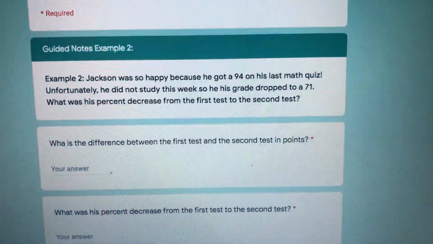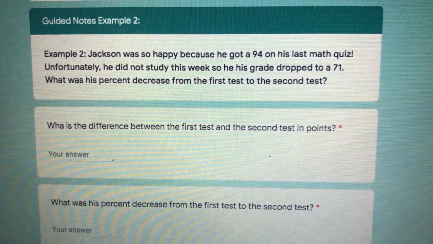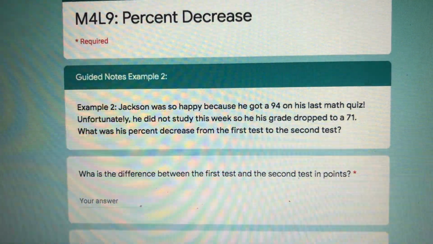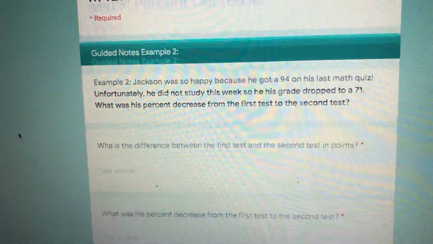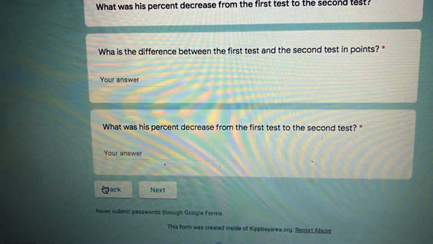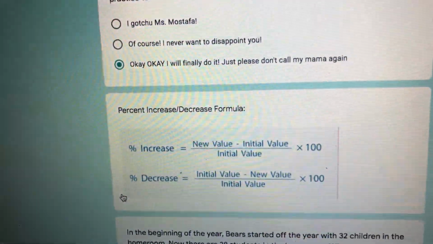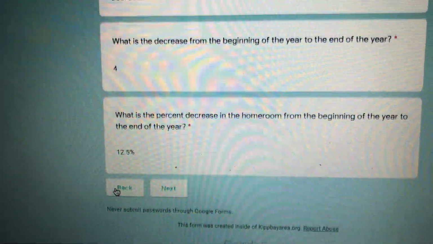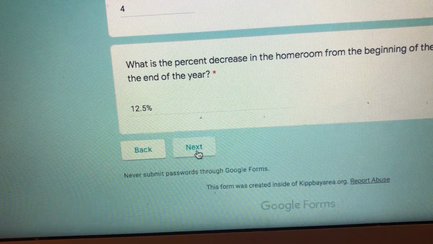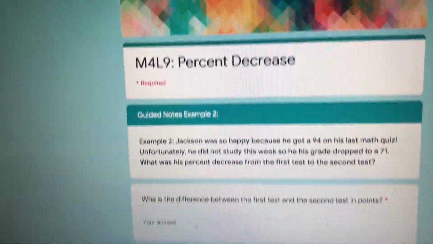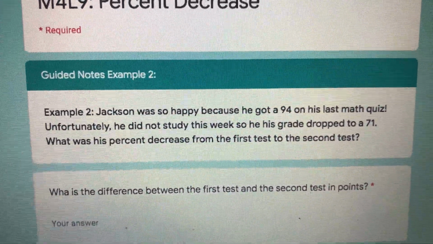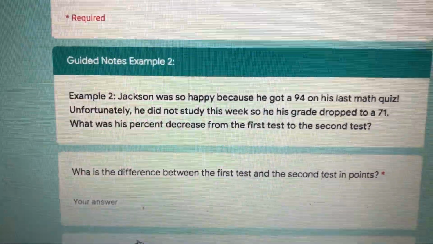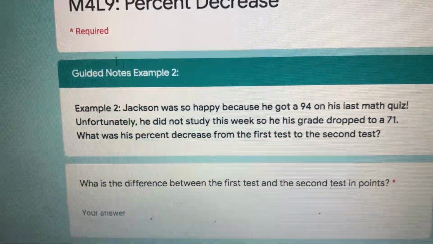All right, my friends, we are going to go over guided notes example 2. Now, if you really wanted to use the formula that I had given you, if you needed it, you could always press back, and it is right here in the back in the next. You could always do that. Okay? Now, the CFS is also in the back. I'll actually probably fix that, though.